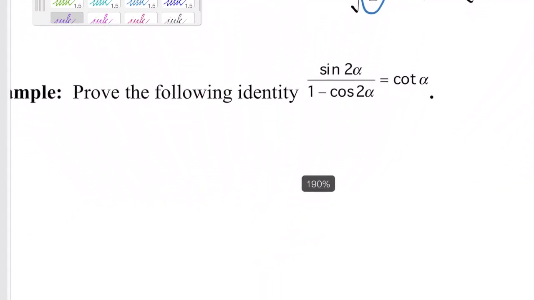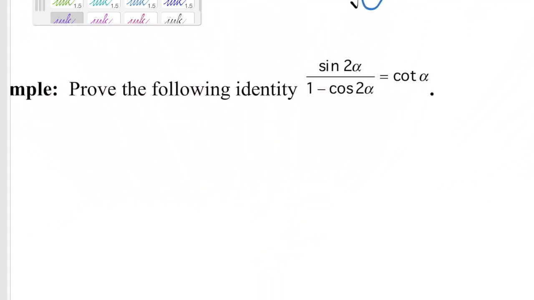My next bit, they want us to prove the following identity. And looking at this, I always tell my students you want to start with the grossest side and work your way to make it look like the not so gross side. Looking at this, it's very, very obvious that the left side is the grossest side. It has the most with it. It also has double angle situations.